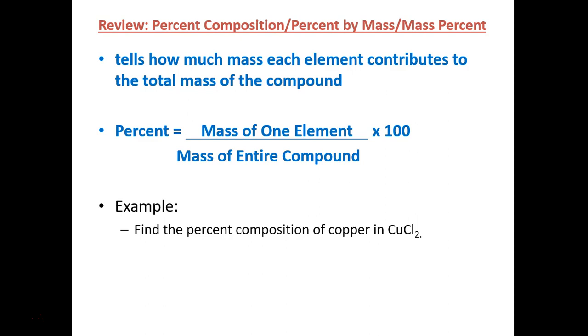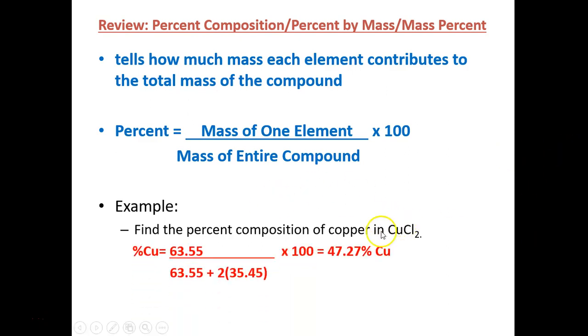Okay, let's quickly review percent composition from Unit 4, Topic 3. Percent composition just is percent by mass, so it tells how much mass each element contributes to the total mass of the compound. So if we wanted to find the percent composition of copper in copper(II) chloride, we would take the mass of one copper atom, because there's only one copper atom in the compound, divided by the total mass of all atoms in the compound, so 1 copper and 2 chlorines, and multiply by 100, and we get 47.27% copper. Now, the reason we're reviewing this is that based on what we've learned about mole conversions, we can now use percent composition to find the empirical formula.